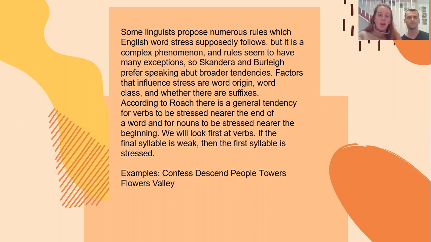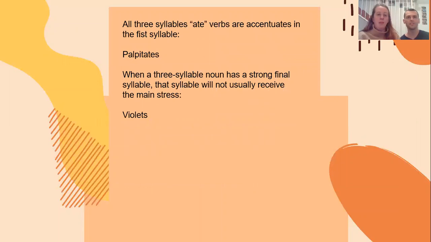Some examples of these are confess and descend, which are verbs that are accentuated in the final syllable, and people, towers, flowers, and valley, which are nouns that are accentuated in the first syllable. Verbs of three syllables that end in -ate are accentuated in the first syllable, like palpitate. When a three-syllable noun has a strong final syllable, that syllable will not usually receive the main stress. Both examples were found in the poem: palpitates and violet.